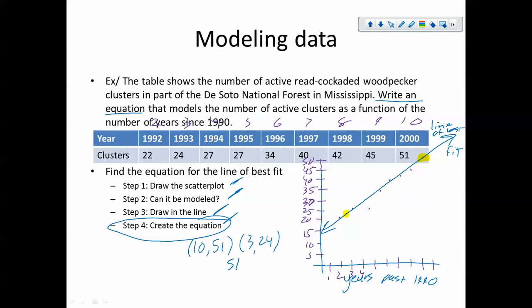So my slope is 51 minus 24 over 10 minus 3. I'm going to do this part kind of fast because we've been doing this. So this is 27 over 7. It's kind of ugly, but that's my slope. And so let's pick a point here. Let's go with 3, 24. We're going to plug it into y equals mx plus b. This is 24 equals 27 over 7 times 3 plus b.